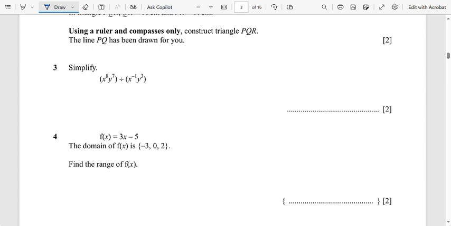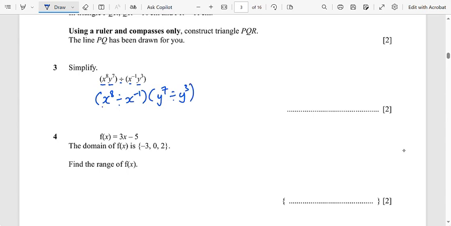Question number 3. Simplify x to the power 8, y to the power 7 divided by x to the power -1, y to the power 3. So in this case, we're going to group. We're going to say x to the power 8 is going to be divided by x to the power -1. Then on the other bracket, y to the power 7 is going to be divided by y to the power 3.